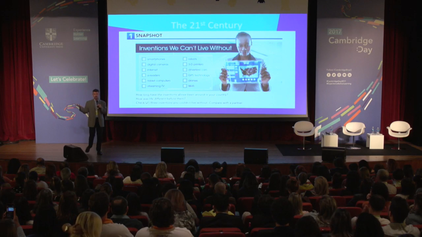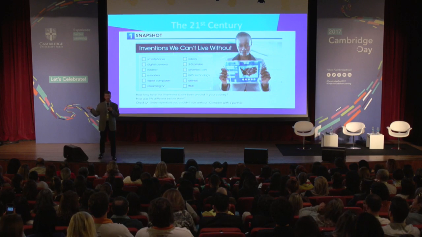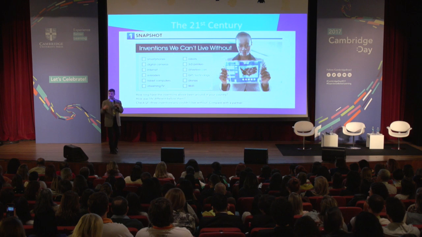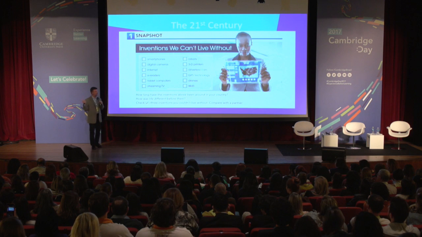So I'd like to ask you, how long have these inventions been in Brazil? So let's talk about the internet first. How long has the internet been around? 1990s, I hear? 1995? Oh, very specific, good. Okay, you probably know more about this than I do. 1990s, everyone agree? Yeah? Okay, good.